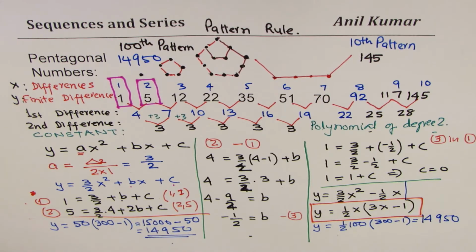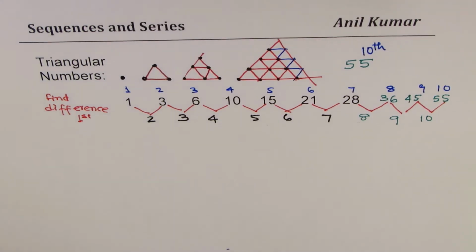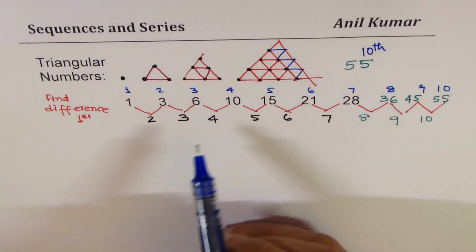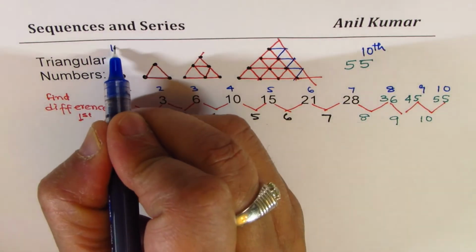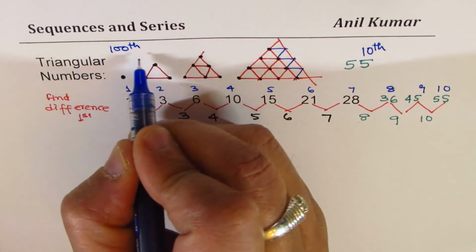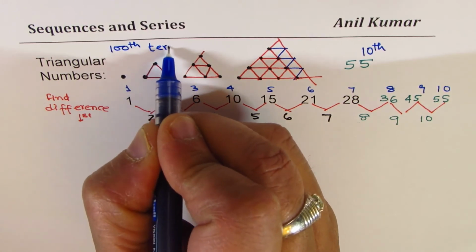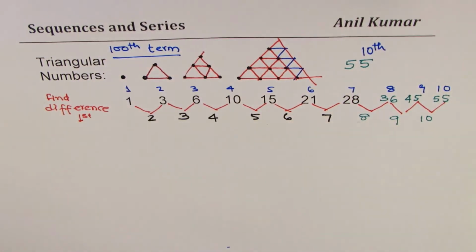Now, I think I can leave you with this. You can adopt this method and find out the 100th term for the triangular numbers and for tetrahedral numbers. Correct? Okay. Now let us explore how we get a general formula for triangular numbers and how we find the 100th term. Right, so that is the exercise for us.